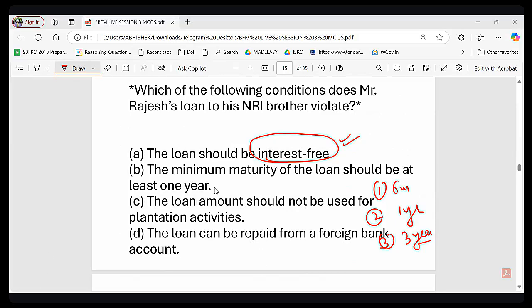Whether it is 6 months, 1 year, or 3 years, what is the minimum maturity period for a loan given to an NRI under RBI regulation? Type your answer in the chat. 6 months, 1 year, or 3 years. What do you think? Okay, so one answer is 1 year. Rest of the members can also answer. Don't worry whether it is right or wrong, it doesn't matter.